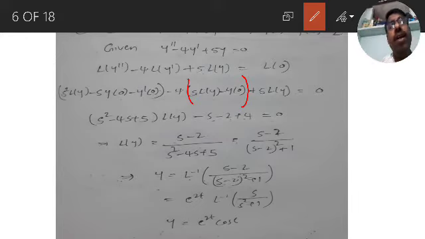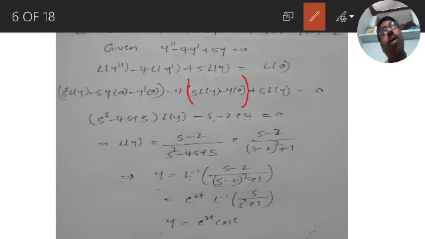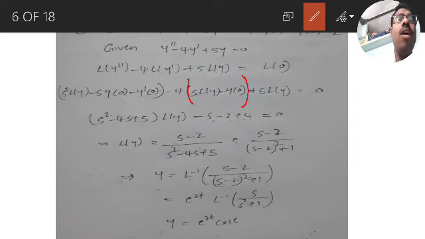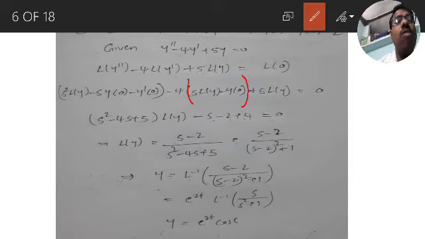Previous question, are you getting it? What is given? y double dash minus 4y dash plus 5y is equal to 0 is our question. First of all, apply Laplace transform: L of y double dash minus 4 into L of y dash plus 5 into L of y is equal to L of 0. Now use the formulas of L of y double dash and L of y dash. Then take L of y common and L of y to this side, all other terms to that side, then L inverse on the RHS, that becomes y is equal to L inverse of s minus 2 by s minus 2 whole square plus 1. Apply the first shifting theorem, then you will get the answer y is equal to e power of 2t into cos t.